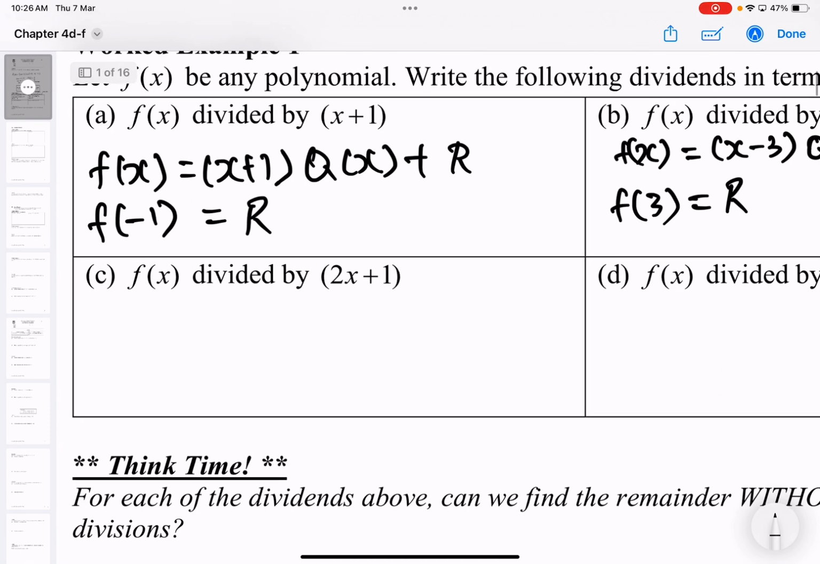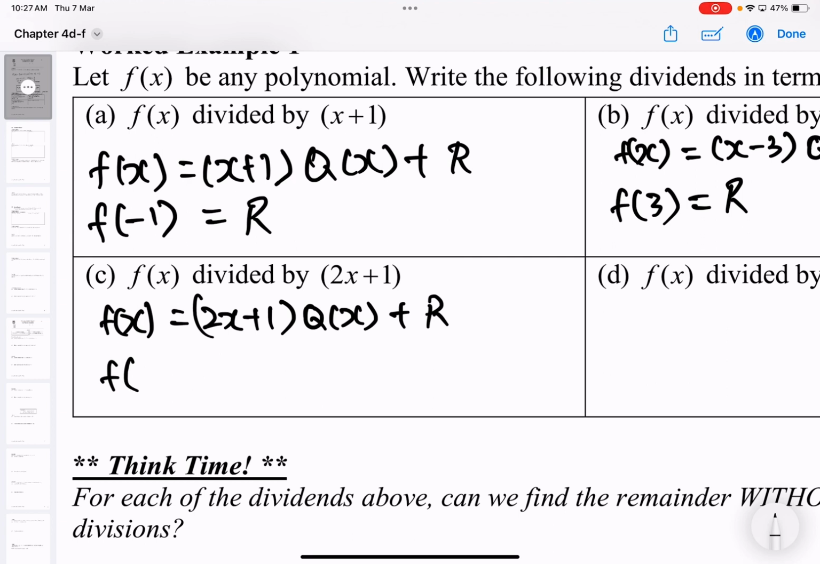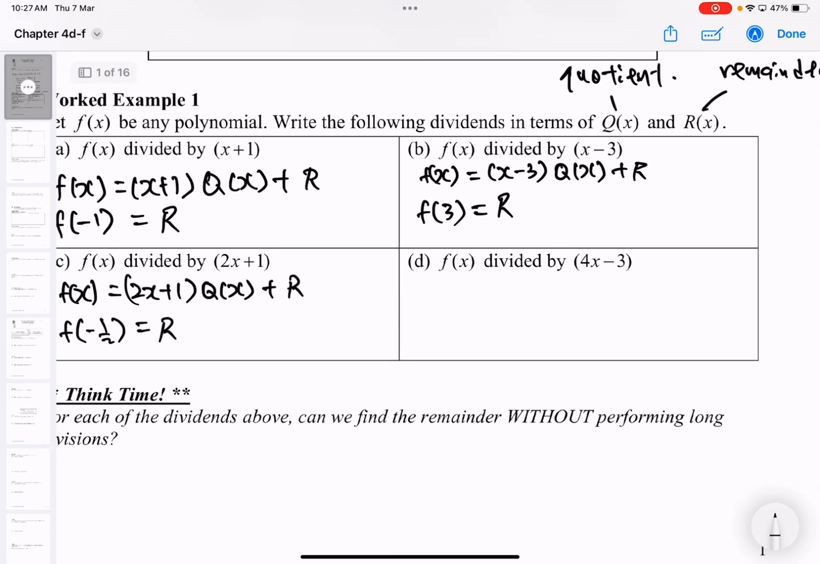Same thing over here. f(x) equals the divisor multiplied by q(x) plus r. How do you get only the remainder? You substitute in negative half, you get the remainder. So no longer do we have to do long division. You can just substitute in. You just look at the divisor and ask yourself, how do you make the divisor equal 0? What must the value of x be? You substitute that in, you will get the remainder. Why does it work? Because of this. Let's do the last one.